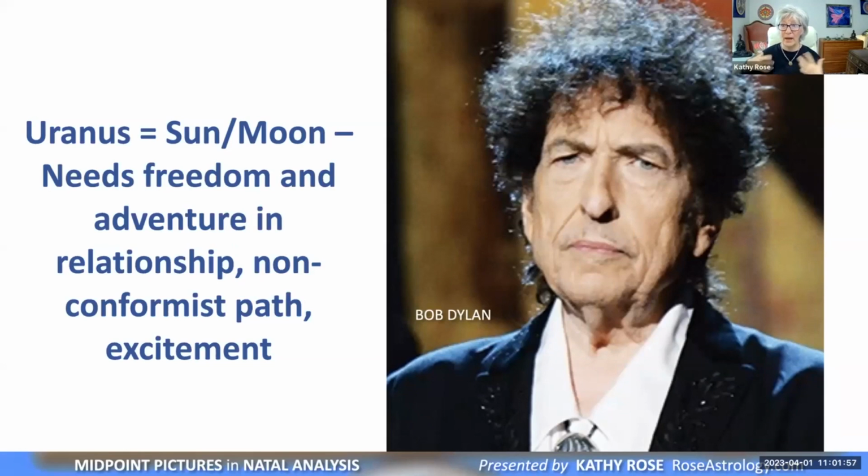Makes sense, right? Bob Dylan, the singer, very unique, highly individualized, would have Uranus equals sun moon. He's a maverick. Uranus is a maverick planet. When you see Uranus in this kind of midpoint picture, there's a need for freedom, a need for adventure, a need to be a nonconformist, innovative, cutting edge, humanistic.